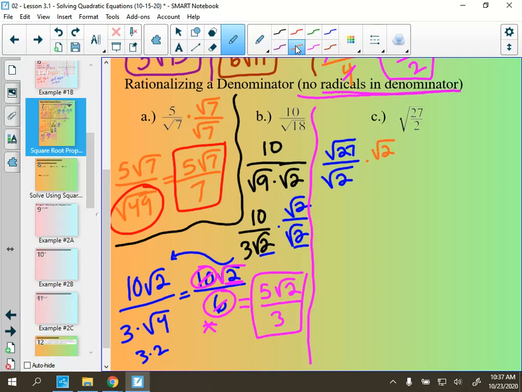Okay, so I'm going to multiply both top and bottom by the square root of 2, which up top, because they're both underneath, I can actually do the multiplication and make that 54. And then I got the square root of 2 times the square root of 2, which is square root of 4, which turns into 2. So I've solved problem number 2.